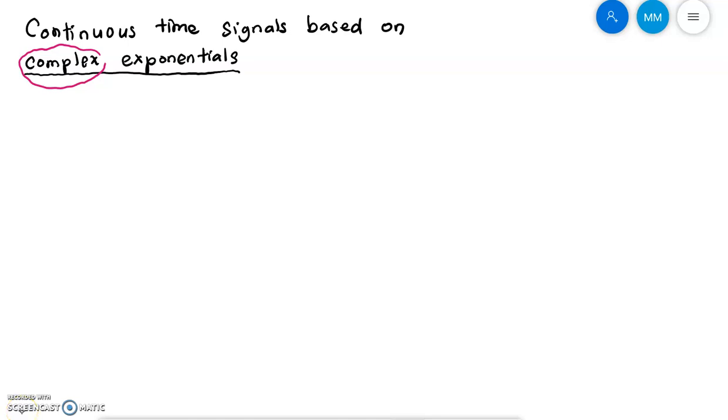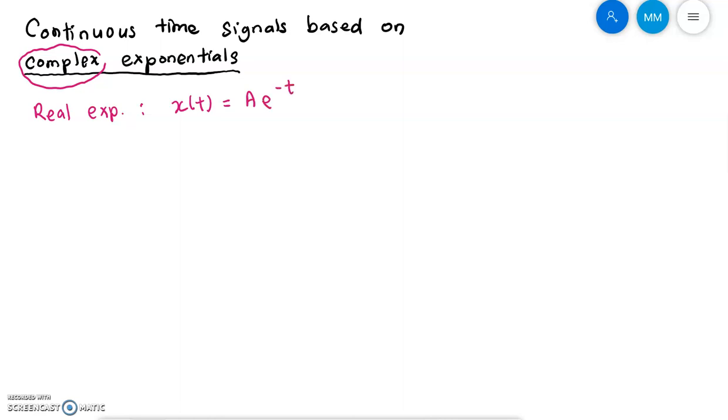Okay, now we want to talk about continuous time signals based on the complex exponential function. Before we talk about the complex exponential function, let me first discuss the real exponential function. With the real exponential function, normally we have an example of x(t) equals a e to the power of minus t.